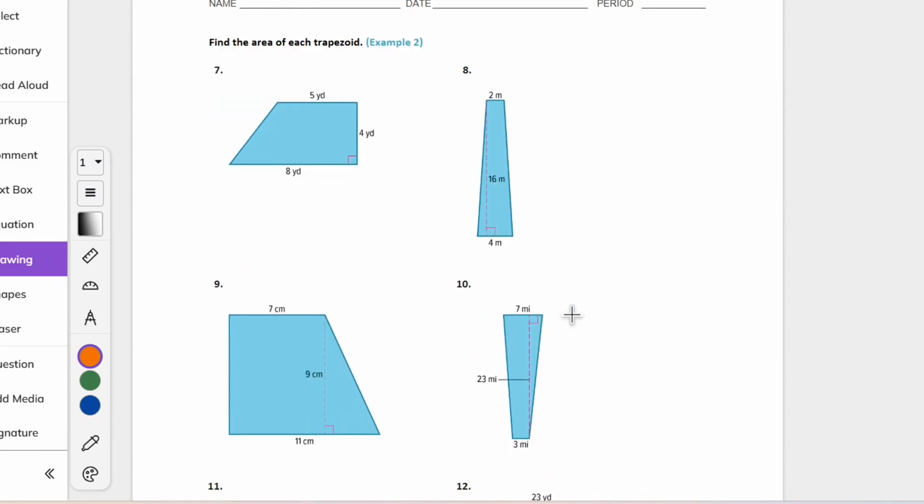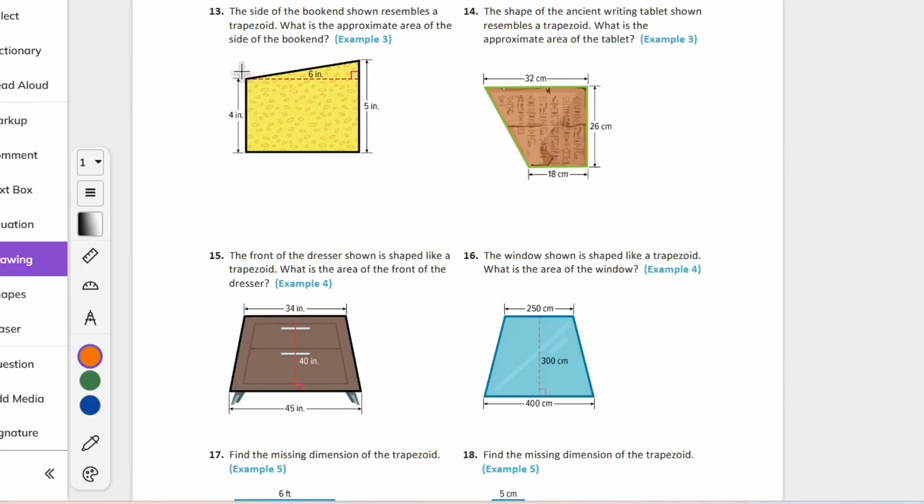Several more if you'd like some more examples. A couple more in some real world examples. You use that same formula, 1/2 base 1 plus base 2 times the height. This one looks kind of sideways, but again, my parallel sides are my bases. So I have 1/2 4 plus 5 times the height. Height again is perpendicular to those bases, so that's going to be 6.